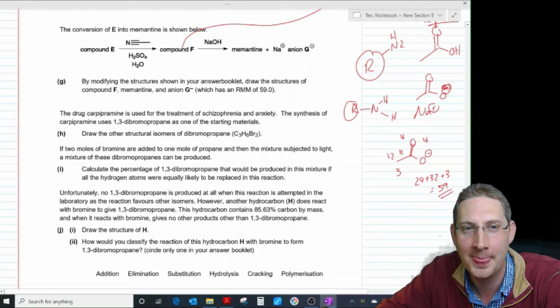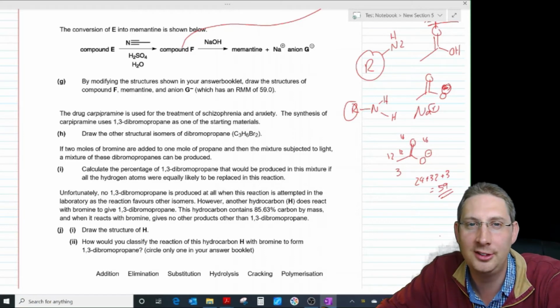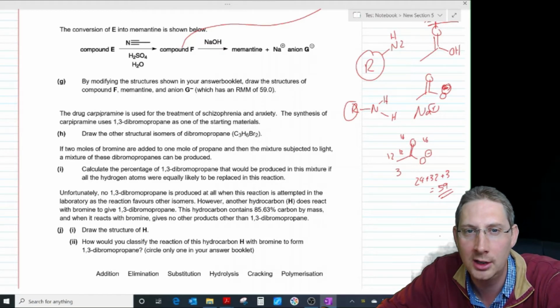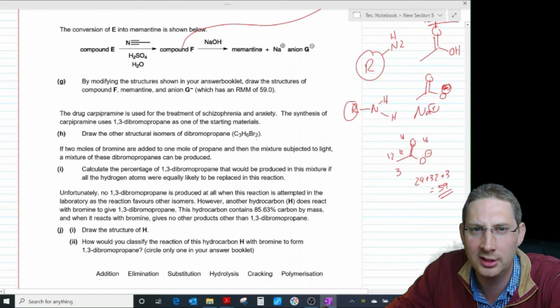I missed that bit. The drug carpipramine is used for the treatment of schizophrenia and anxiety. The synthesis of carpipramine uses 1,3-dibromopropane as one of the starting materials. Draw the other structural isomers of dibromopropane.